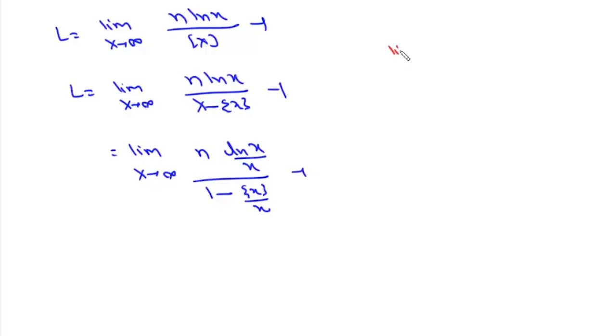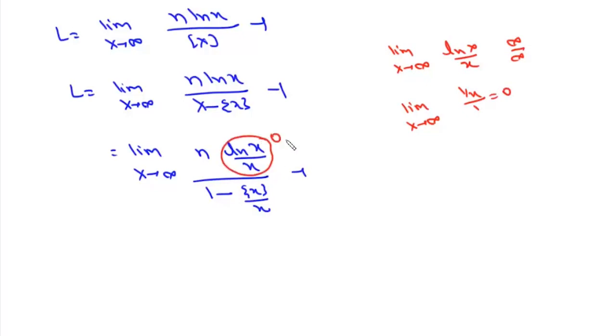Limit x tends to infinity log x upon x, which is infinity upon infinity form. Now we use L'Hopital's rule. It will be limit x tends to infinity, and this is 1 by x upon 1, which is 0. So the limit in the numerator will be 0, and we'll solve the second limit, which is limit x tends to infinity fractional part of x upon x.